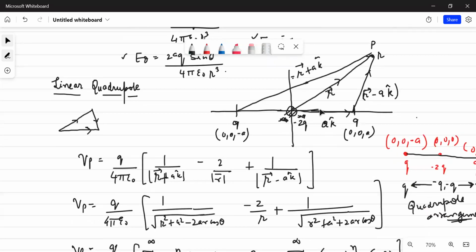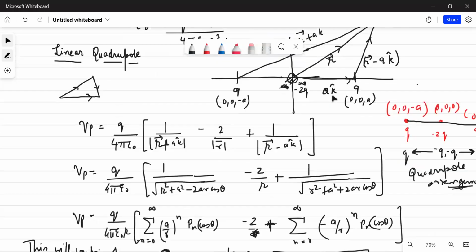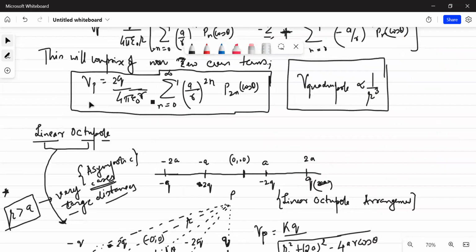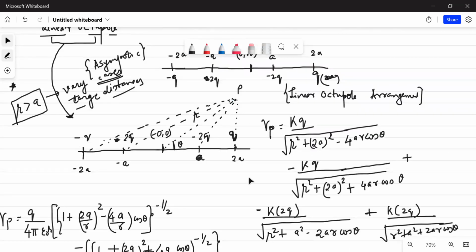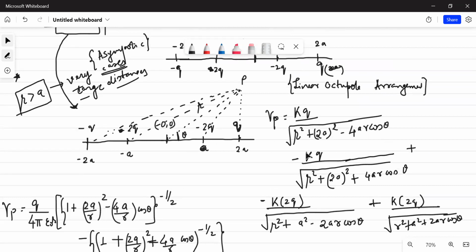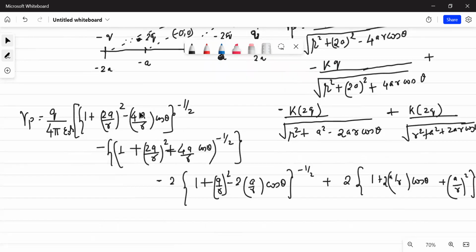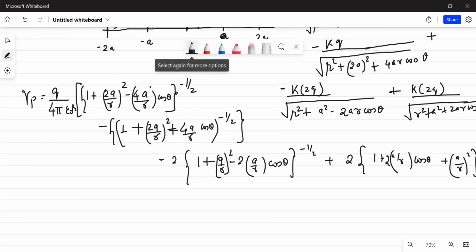And most specifically, we were concerned with finding the leading term. Similarly, today we are doing the linear octupole arrangement, which was the last problem statement that I gave you. And here we are trying to find the potential at point P. So these distances are due to the law of cosines, which you know. And this is what I'm doing. And I'll make a very clever use of what you know as the generating function of the Legendre polynomial.